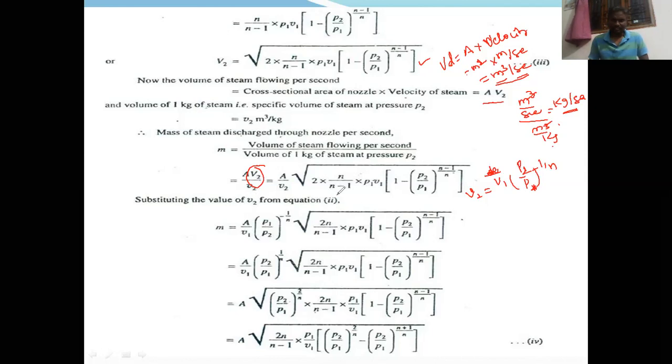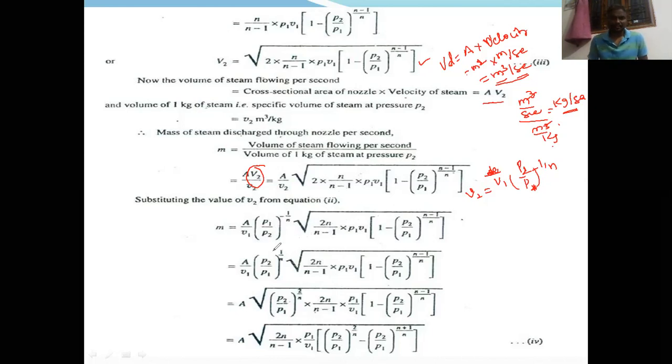After substituting this particular V2 value here, we are getting m is equal to A by v1 into p1 by p2 into under root of p1 by p1 to the power of minus 1 by n. We are substituting this V2 value from the general law of expansion. So from that we are writing m is equal to A by v1 into p1 by p2 to the power of minus 1 by n, and under root 2n by n minus 1 into p1 v1 into 1 minus p2 by p1 to the power of n minus 1 by n.